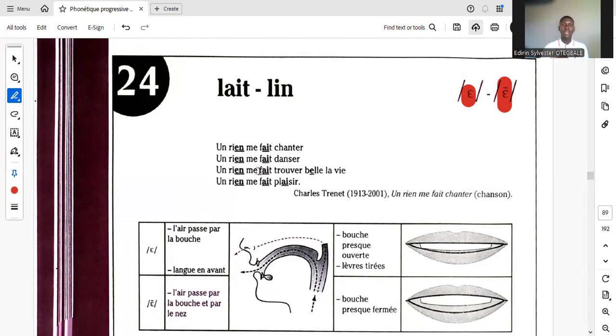Let's read the examples we have here. Un rien me fait chanter, un rien me fait danser, un rien me fait trouver belle la vie, un rien me fait plaisir. Un rien me fait plaisir.